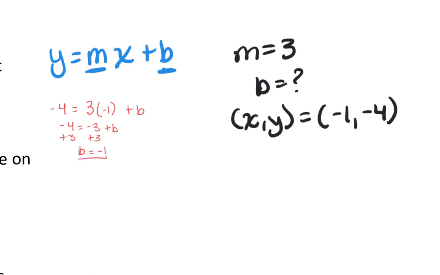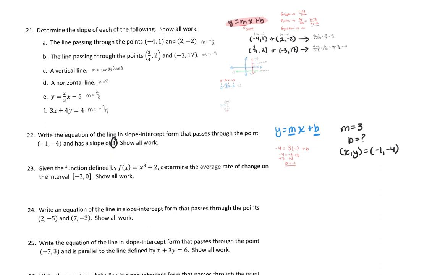So now let's plug that all into a nice y equals, we know m was 3, x plus our b, which we decided was -1. So another way that you can write that would be y equals 3x minus 1.